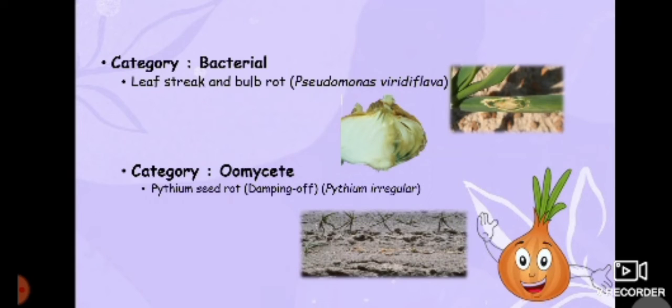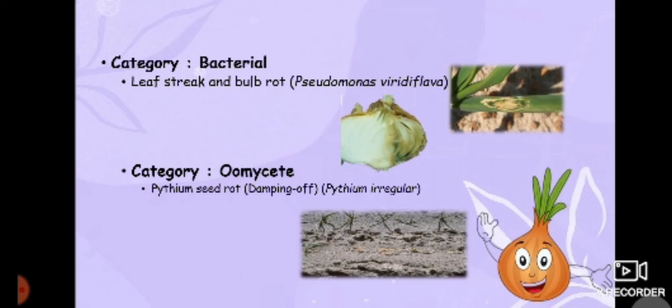Next category is the bacterial. The leaf streak and bulb rot or Pseudomonas viridiflava. The symptoms: water soaked, dark green oval lesions or streaks on leaves, leaf burn, dark spots on upper scales of bulbs, reddish brown discoloration of inner scales, and rot developing in a wing-like pattern.